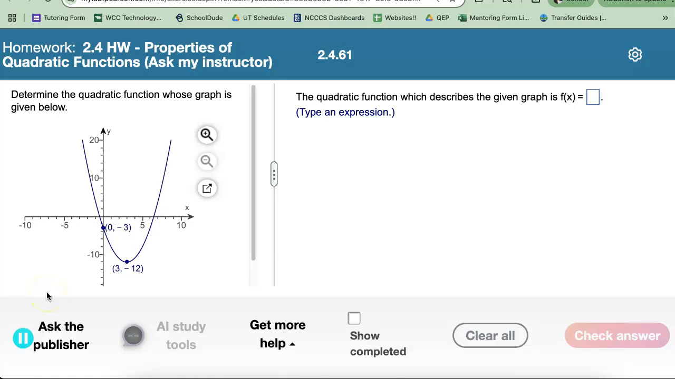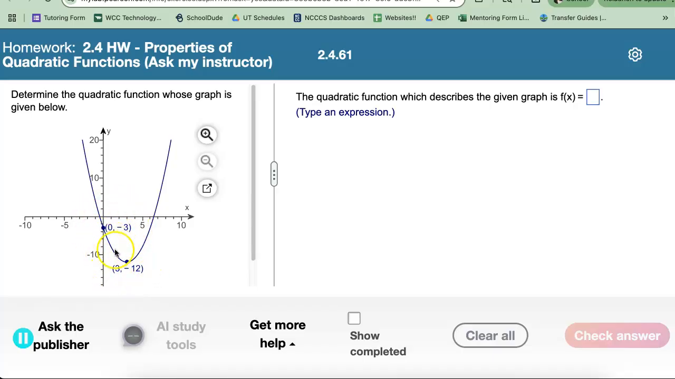In this video, we're going to find a quadratic function given some properties. Specifically, we're given this graph, and I see two distinct defining points on this parabola. One is the vertex, and this other one is the y-intercept.